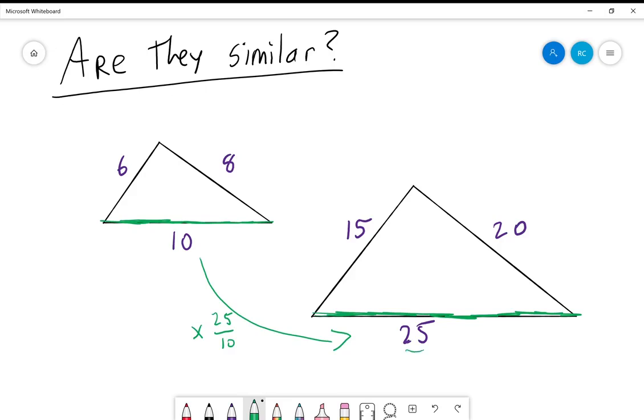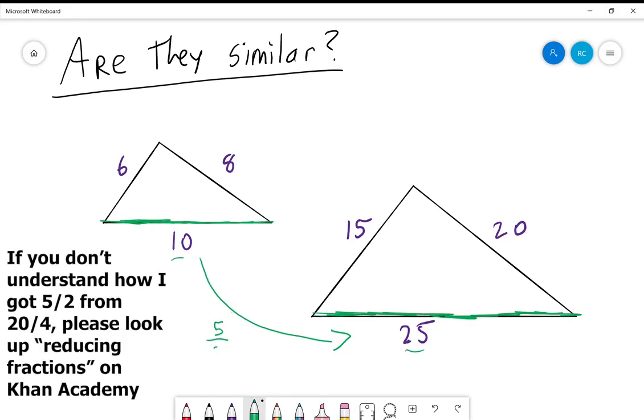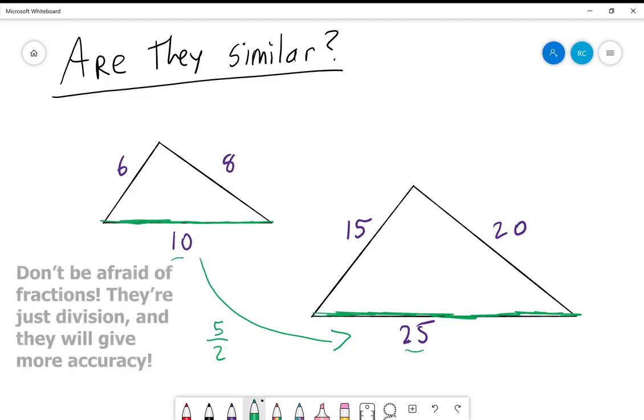25 divided by 10 is 25 over 10, which we could simplify down into 5 over 2. Yes, I know a bunch of you reached for your calculators immediately and got 2.5, but a lot of you in class have been realizing that calculators are not perfect. They do not give you perfect answers. Fractions are almost always more accurate than decimals. So we have this 5 over 2.